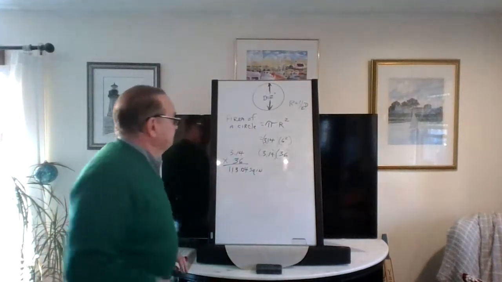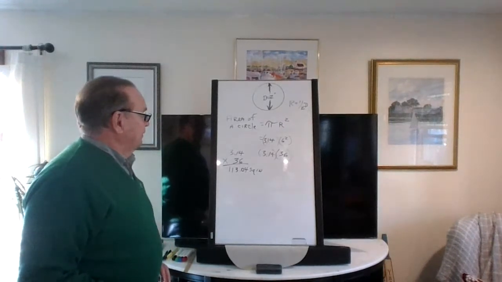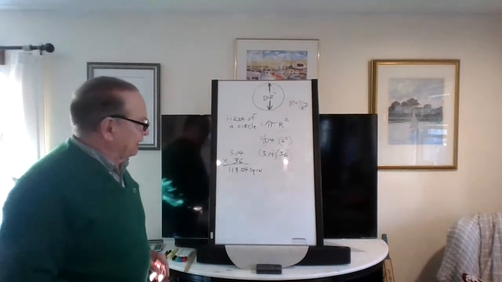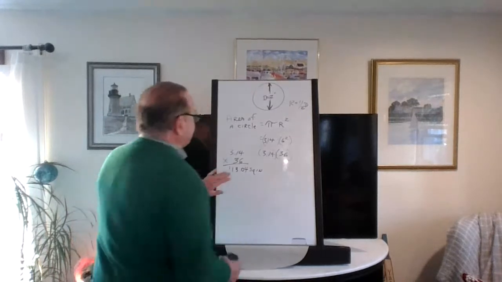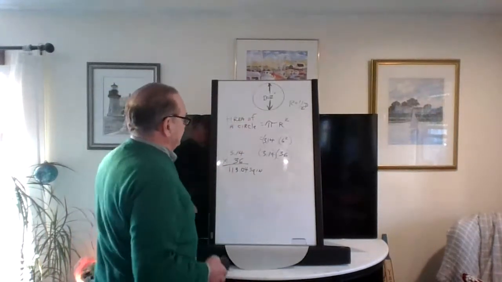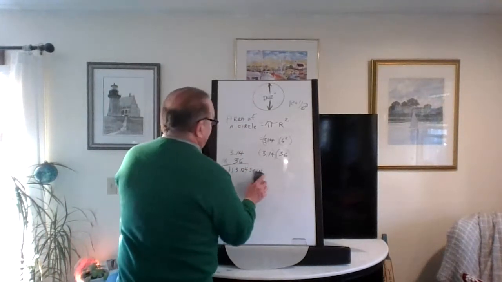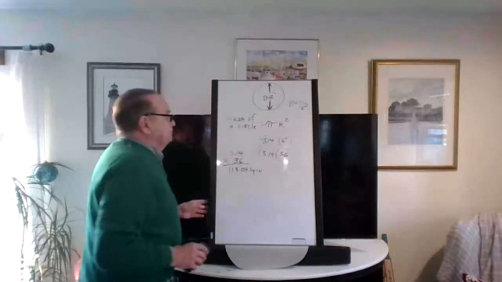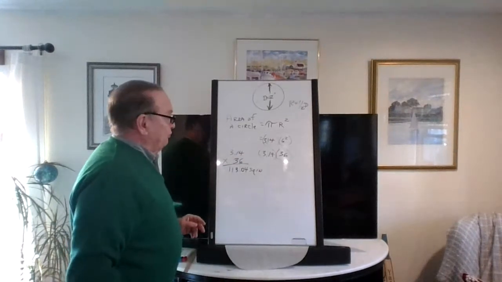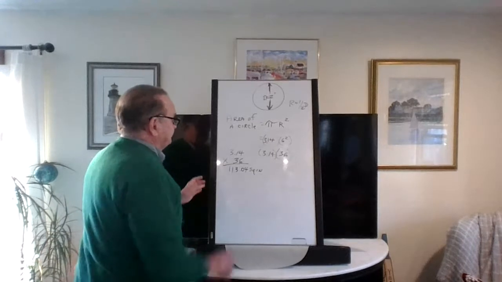All right. If you get any questions, hang on to them. That's the answer for a 12-inch circle. All right, so that's pi r squared. A good formula, easy to use.